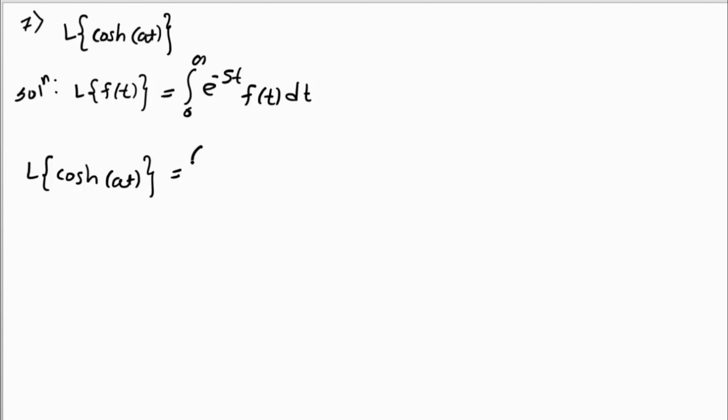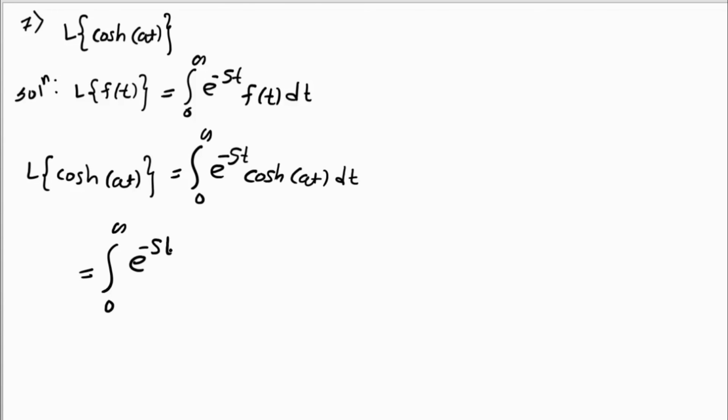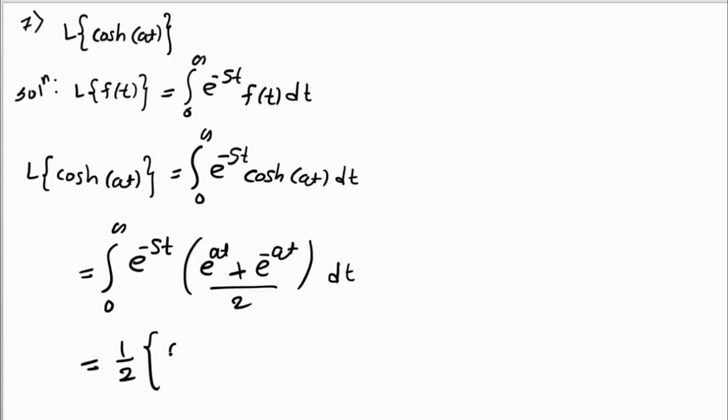So therefore it is integral 0 to infinity e raised to the power minus st cos hyperbolic at. Now this cos also you have to convert in the power of e. So there is a standard formula. If we use that formula, it is e raised to the power at plus e raised to the power minus at upon 2. It is same as sine hyperbolic, just in sine hyperbolic the middle symbol is minus, in cos it is a plus. So therefore 1 upon 2 constant we can take outside and integrate term wise separately.